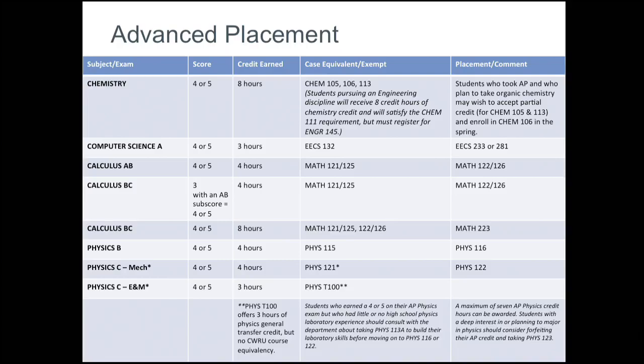Just a few words about advanced placement. We're anticipating that you'll probably have some questions for us. Right here we're only showing some of the technical exams and their equivalents. Many of you, for example, might have taken the chemistry exam, gotten a score of 4 or 5, and that would get you out of the courses shown. For example, the chemistry 105, 106, 113.